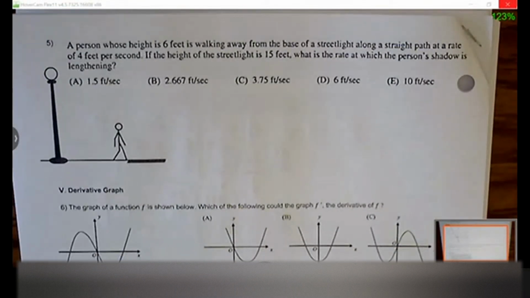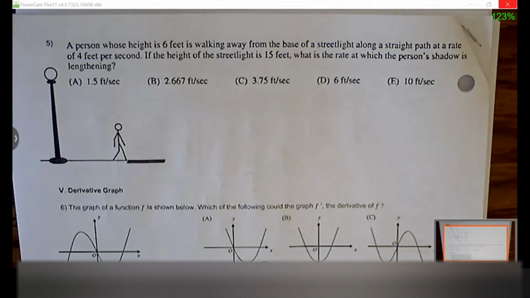Okay, you may recognize this. This is a similar triangle problem involving shadows. So this is one of those shadow problems that we've seen in the past.